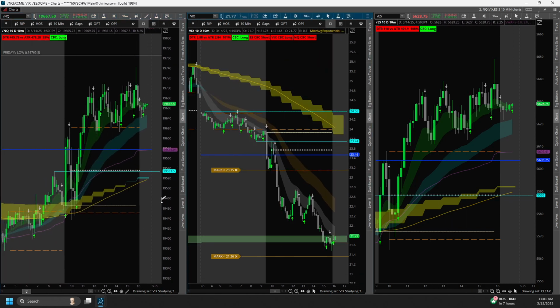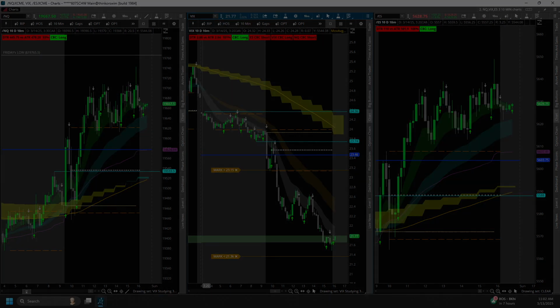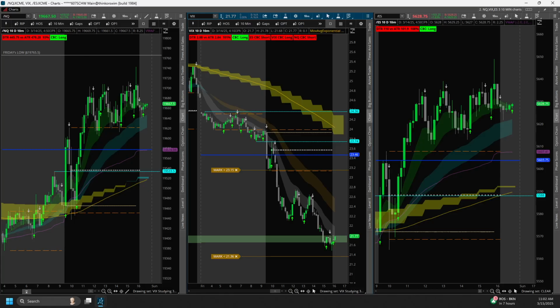On my vertical monitor, I have this exact same loadout: NQ on top, VIX, and then ES, except it's vertical. And then I also have SPX and QQQ with no extended hours on. That's mostly to watch where EMAs are, because a lot of times, if you look at Friday, we had a large gap up on QQQ and SPX.